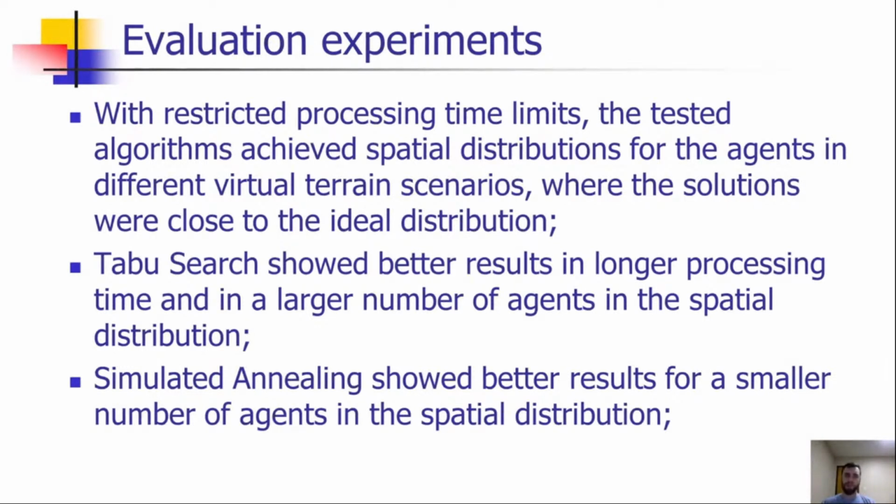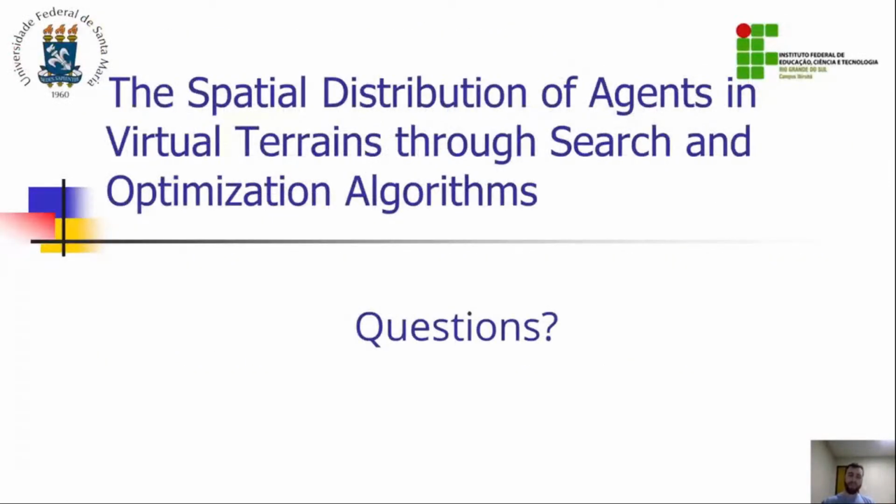Double search showed the better results in longer processing time and in a large number of agents in the spatial distribution, and simulated annealing showed the better results for a smaller number of agents in the spatial distribution. Questions?